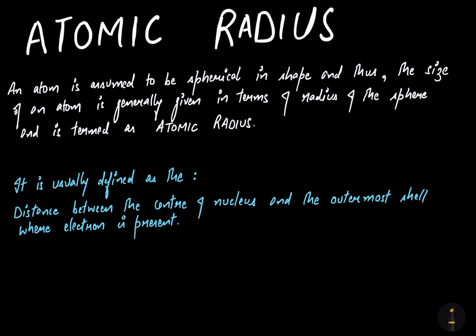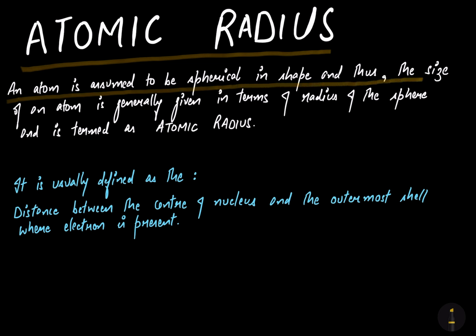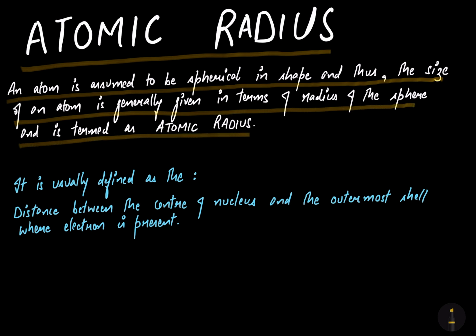My dear students, today's topic for the lecture is the atomic radius. So what do we mean by this term? First of all, an atom is assumed to be spherical in shape, and thus the size of an atom is generally given in terms of the radius of that sphere and is termed as atomic radius. So what exactly this line is saying, that we have assumed our atom to be in the shape of sphere and the radius of that sphere will be taken as the atomic radius.